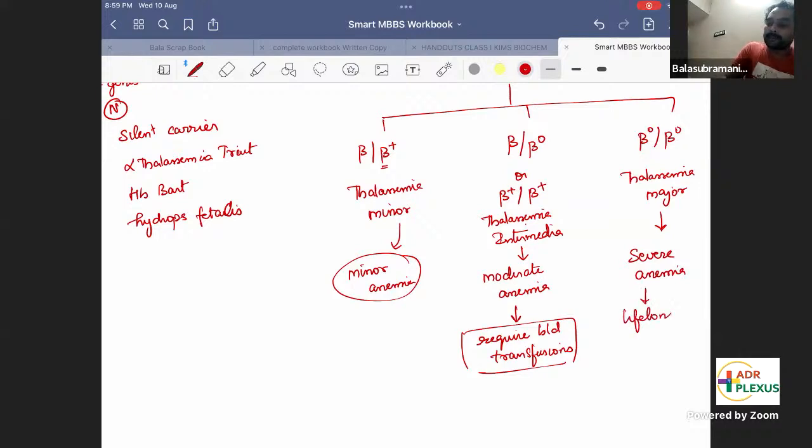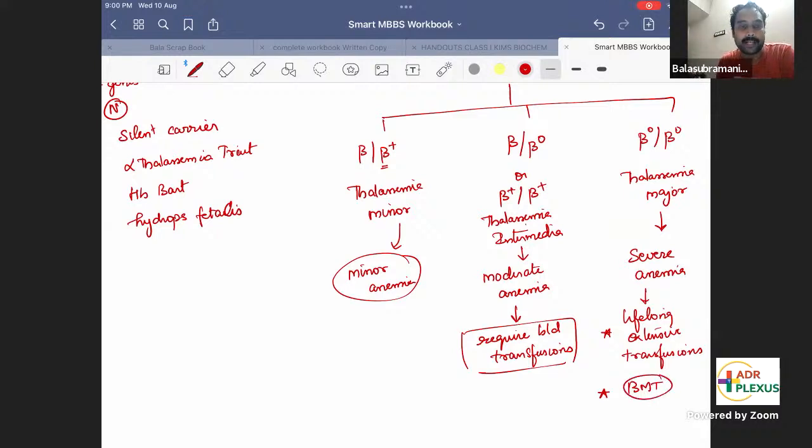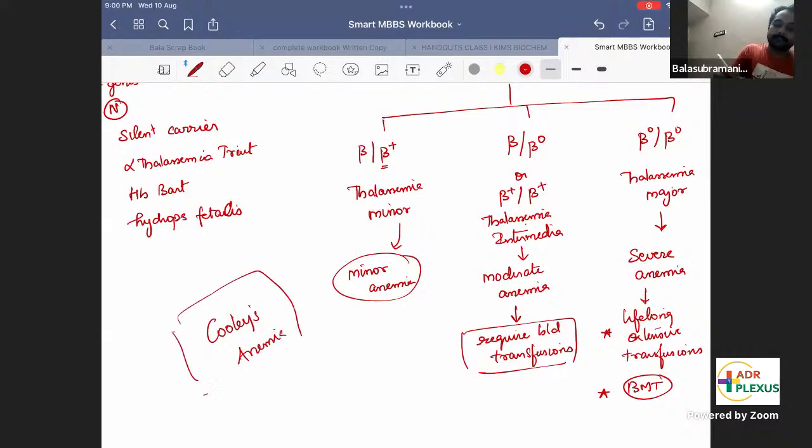This will require lifelong extensive transfusions, and when that fails, they will need bone marrow transplant. Thalassemia is also otherwise called Cooley's anemia.